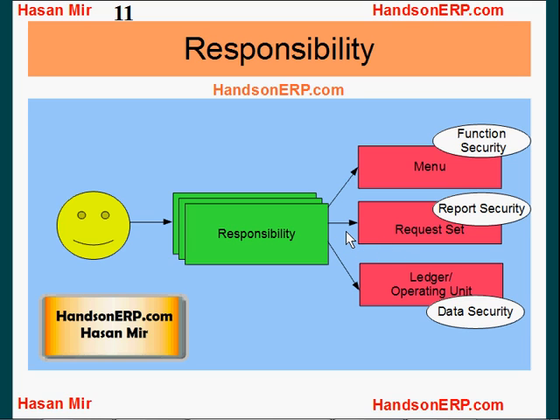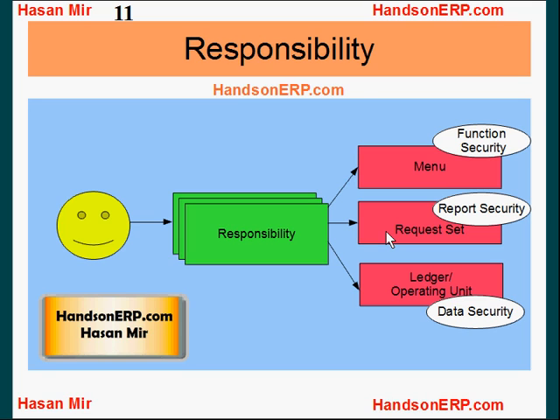The second thing a responsibility controls is what reports a user could run, and we group the reports together in a container called a request set, and we attach the request set to the responsibility. So if I have two people who should have access to the same screens, but one person will be running 10 reports and the other person should only be able to run 5 of these reports, then I have to create two responsibilities, and I will attach the same menu to both of those responsibilities, but I will attach a different request set to each of those responsibilities. One request set giving access to 10 reports and the other one giving access to 5 reports.